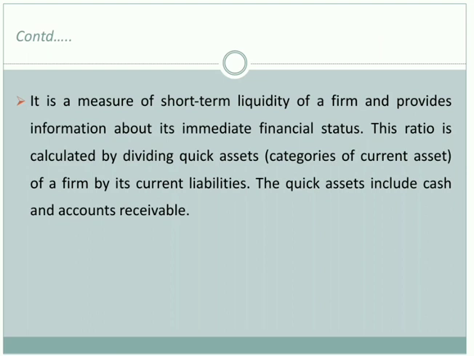It is a measure of the short term liquidity of a firm and provides information about its immediate financial status. This ratio is calculated by dividing the quick assets category of current assets of a firm by its current liabilities. The quick assets include cash or accounts receivable.